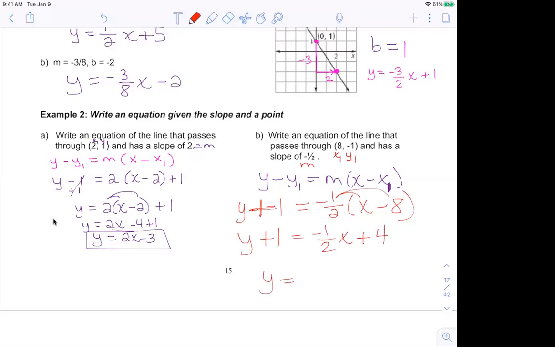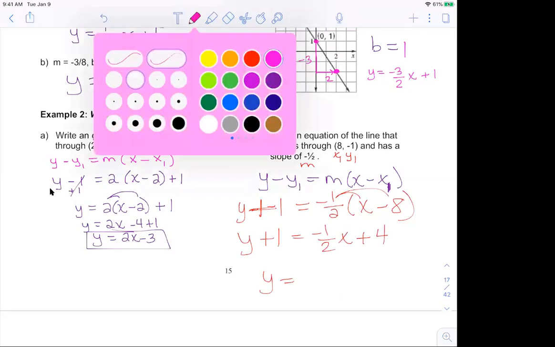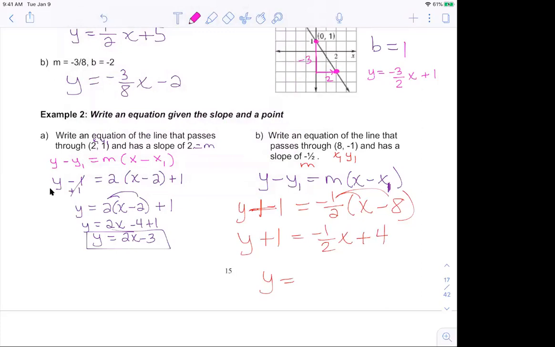Lacey, what kind of equation do you have? Like the answer? Yeah, what do you have for your answer? I got y equals 1/2 x plus 3. Yeah. Or negative 1/2 x. Perfect. Negative 1/2 x plus 3. Any questions?